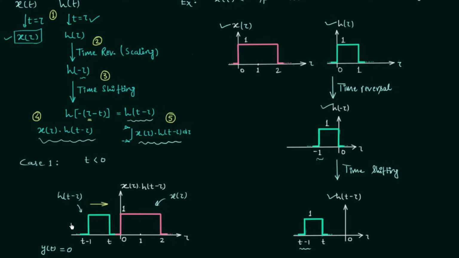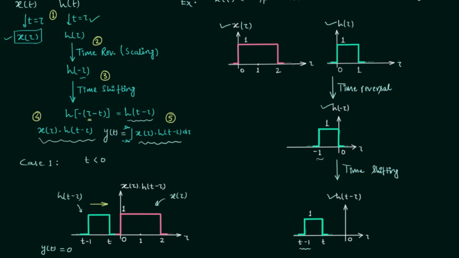I hope you understand what I mean to say here. So the multiplication is equal to 0 and the integration of 0 is equal to 0, and the integration here is nothing but the output of the LTI system. So y(t) is equal to 0 in case number 1 when t is less than 0.